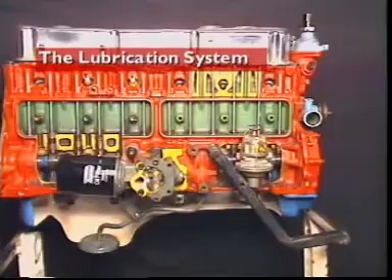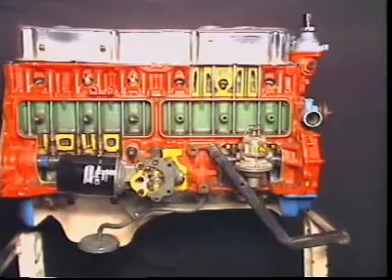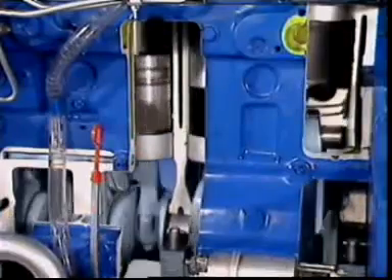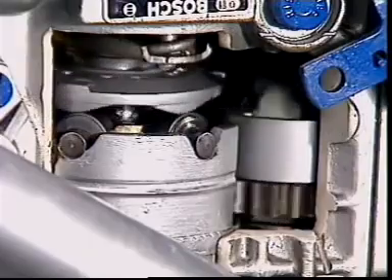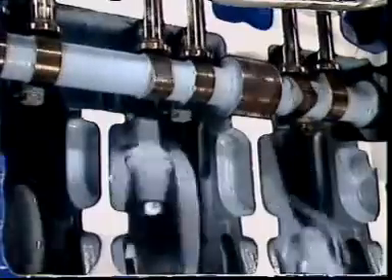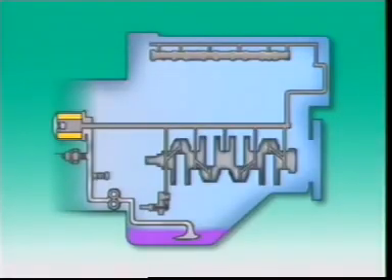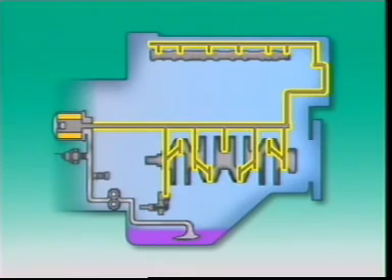This section examines the lubrication system. All moving parts in an engine require lubrication. That is, the application of oil to moving parts to reduce friction between them. A lubrication system distributes oil through the engine. A typical lubrication system consists of an oil sump, an oil pump, and oil galleries.